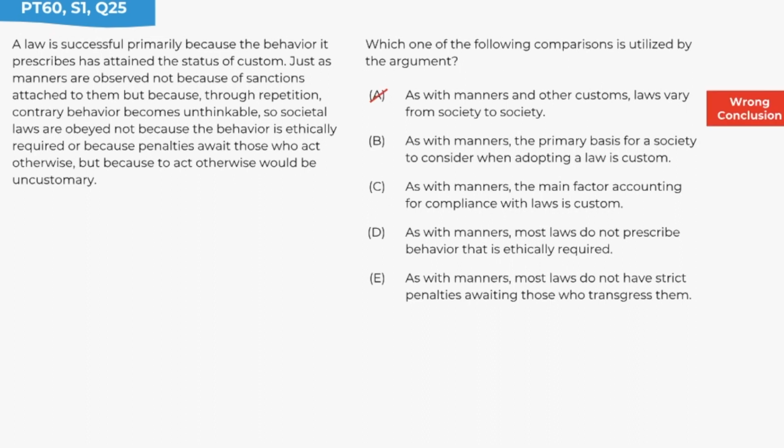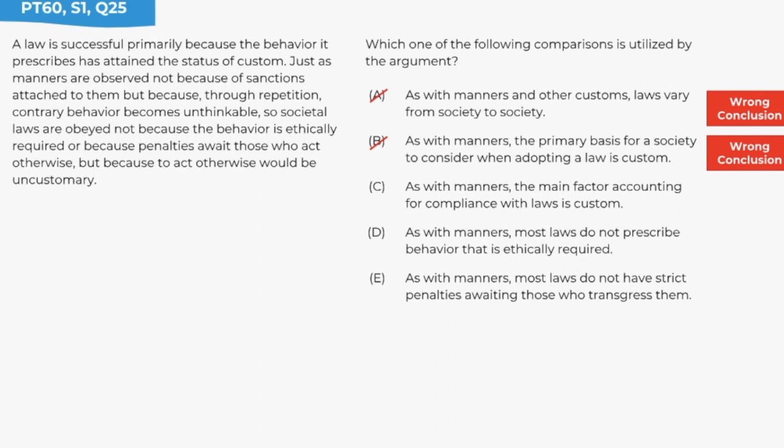So that reaches the wrong conclusion. I can get rid of it for that reason alone. Answer choice B says, as with manners, the primary basis for a society to consider when adopting a law is custom. Well, are we talking about the primary basis for a society to consider when adopting a law, or about why people follow those laws once they're in place? This is about why people obey societal laws, not about how those laws get created. So this has got the wrong conclusion as well. Let's get rid of B.